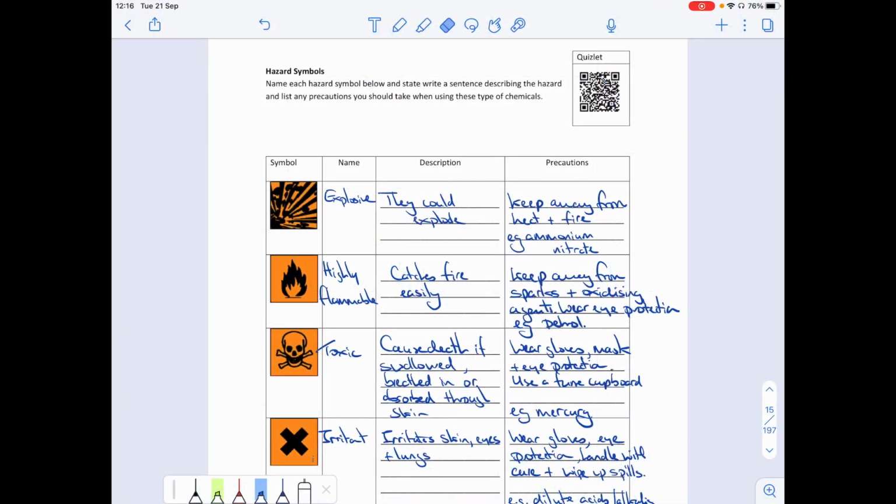Okay, in this video we're going to have a look at hazard symbols, why we use them, and some key ones that we need to be aware of. So first of all, why do we use hazard symbols?